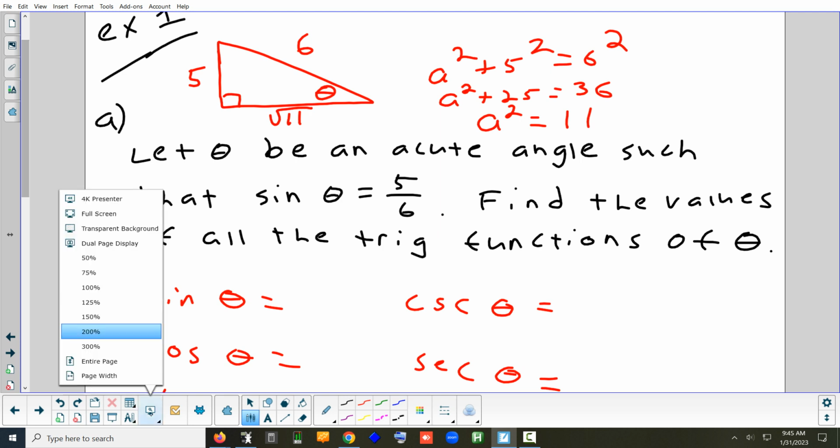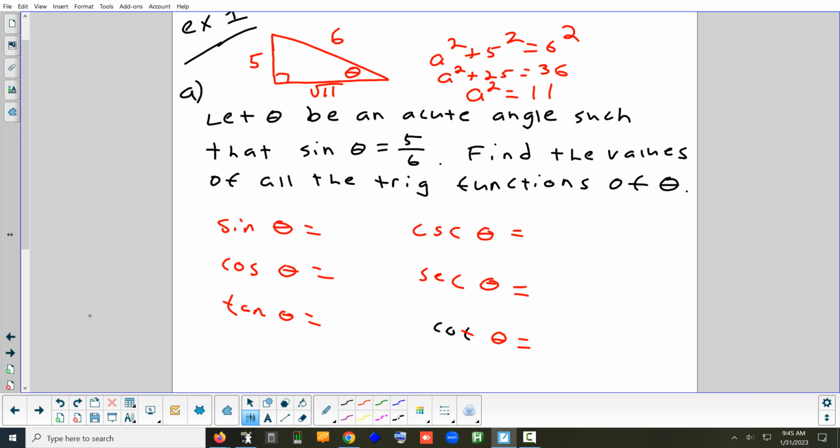Okay, now let's use that diagram and write down all 6 trig functions. What's my sine? Sine is 5 over 6. We could have done that one without doing the Pythagorean theorem. We could also do cosecant if we wanted right now. What's the cosecant going to be? 6 over 5. Yeah, we just flip it. So I might just do that one to get it out of the way because it's quick, simple, and it's done. All right, let's do cosine.